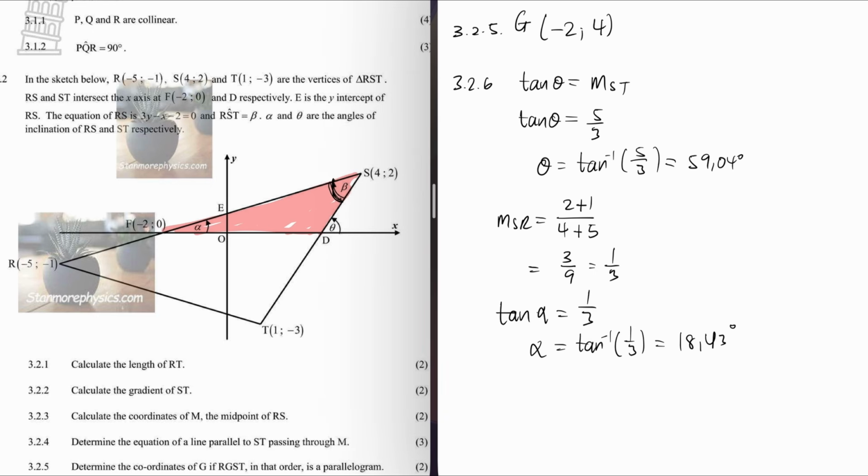18,43. Then to work out beta, I can say that theta is equal to alpha plus beta, and that's because the exterior angle of a triangle is equal to the sum of the interior opposite angles. So 59,04 is equal to 18,43 plus beta. Beta is equal to 40,61 degrees.